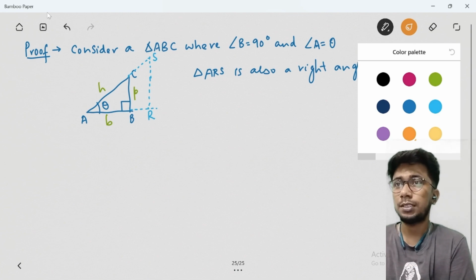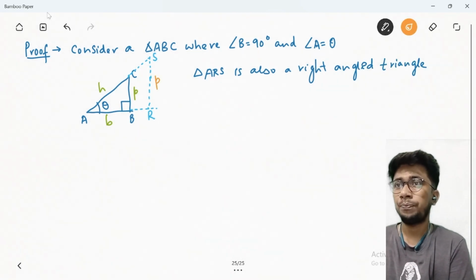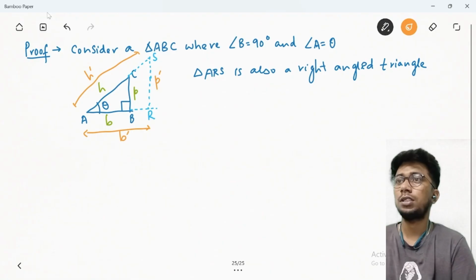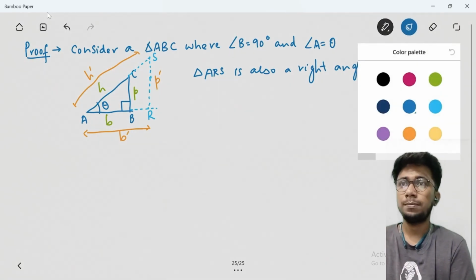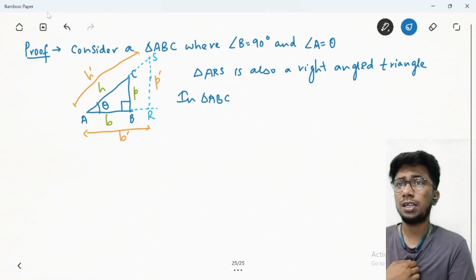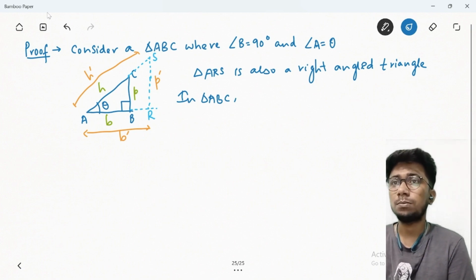This side will be our perpendicular. This whole AR is going to be our base. Let's denote it by dash. And this whole AS is going to be our hypotenuse. All right. Now, in triangle ABC, what will be the sine theta? Or just wait, I'll tell you in some different way.